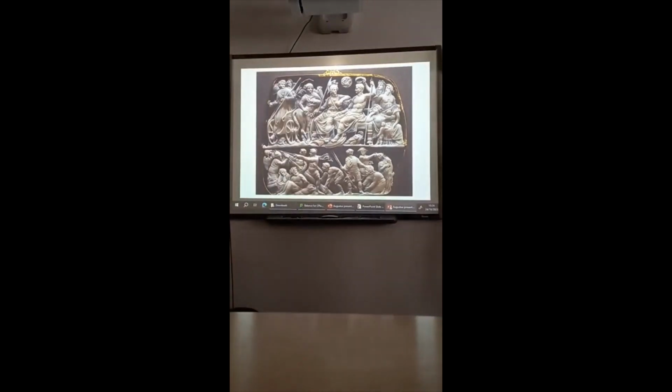Has anyone seen this image or object before? A couple, yeah. Do you know what it is? Don't worry if you haven't seen it either. This is just one object I want to use to initially think about Augustus, imperial image, and what we might mean by Augustan Rome. This is a cameo, it's a gemstone. It's 19 centimetres high, 23 centimetres wide. It's about this size, and it's carved from onyx.